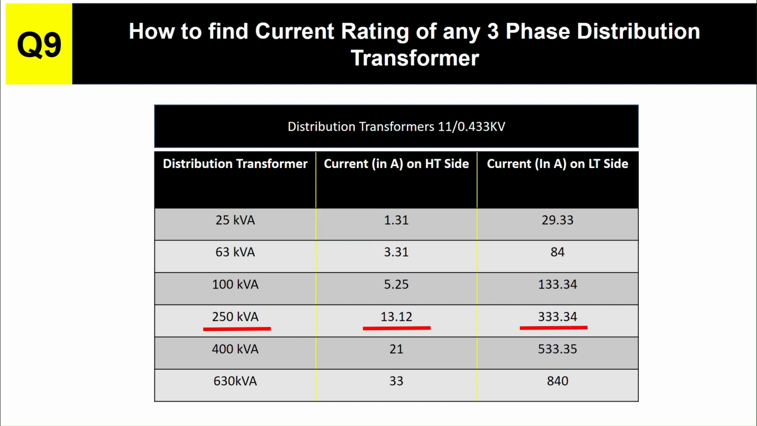333.34. Similarly, for a 400 kVA distribution transformer, the current on the HT side is 21, and the current on the LT side is 533.35 amperes. Similarly, for a 630 kVA transformer, the current on the HT side is 33 amperes, and the current on the LT side is 840 amperes.